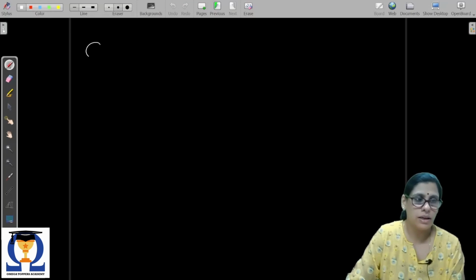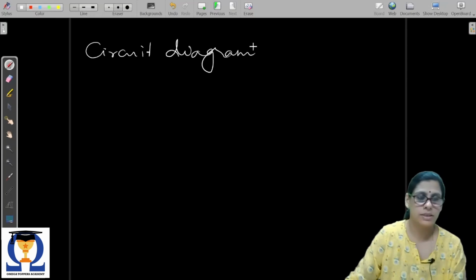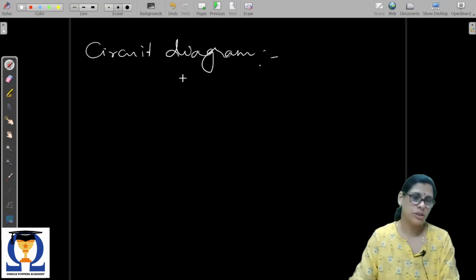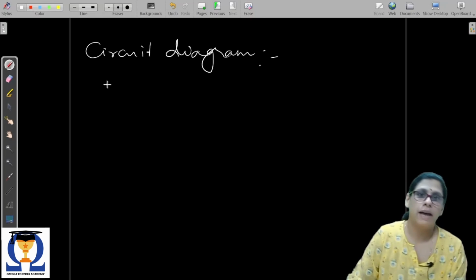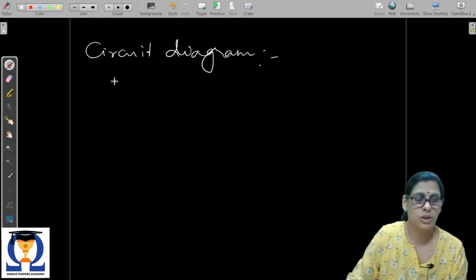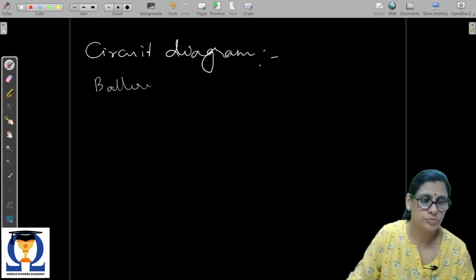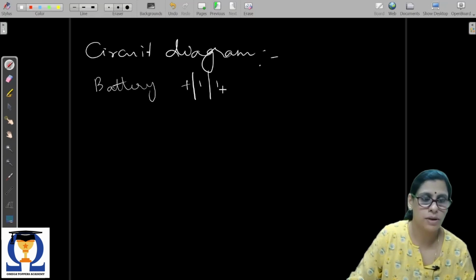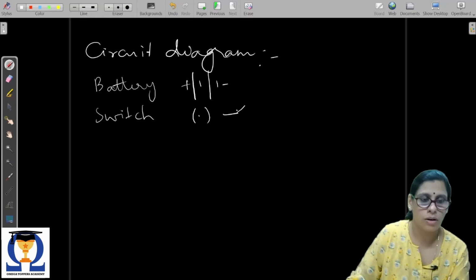Now the main topic is the circuit diagram. So this circuit diagram is an important question in the board exam. So they include the components that have to be included in the circuit and ask you to draw the circuit diagram. So the circuit diagram mainly consists of the battery, which the symbol is this. Here it is plus, this side it is minus. Next comes the switch, which is denoted by the symbol key or this symbol.